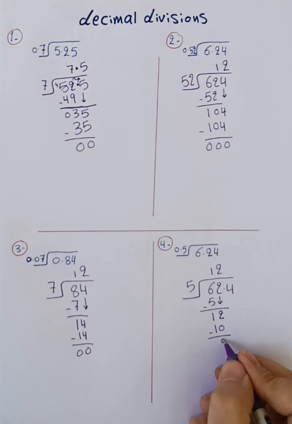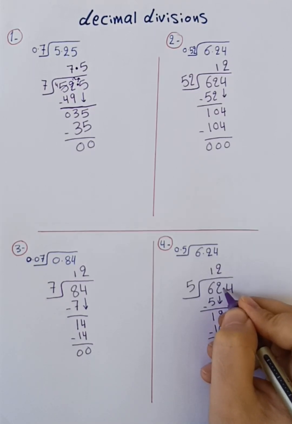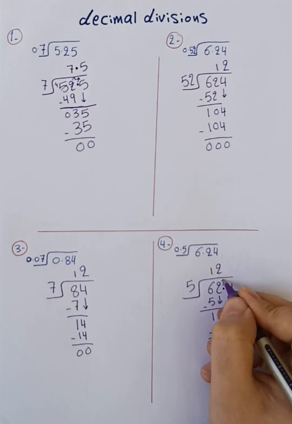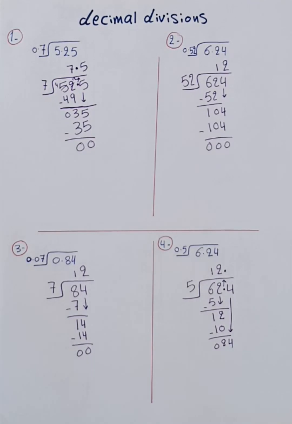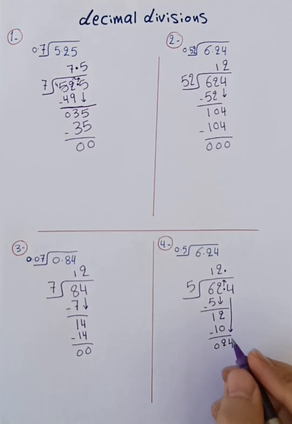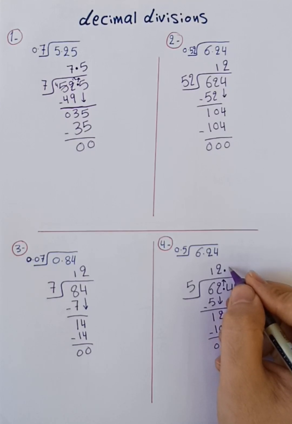2 minus 0 is 2. 1 minus 1 is 0. And then after this 2 you have decimal point. You have to write the decimal point in the quotient and bring down 4. Now you have 24. 24 divided by 5 is 4.